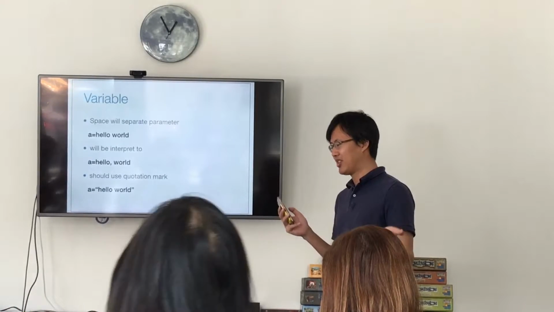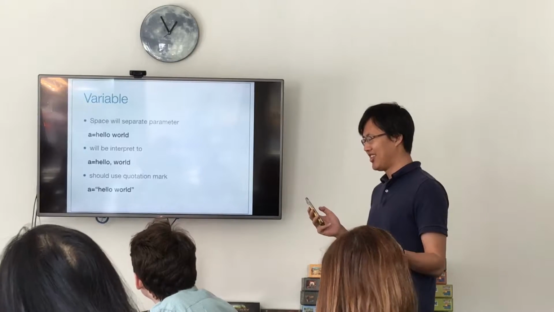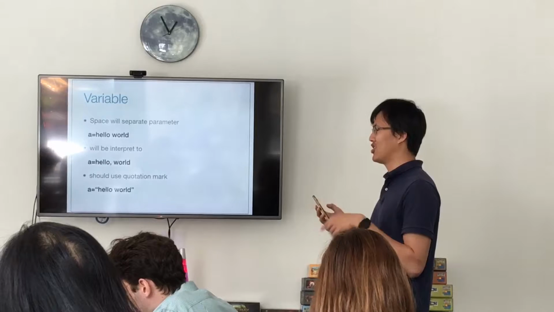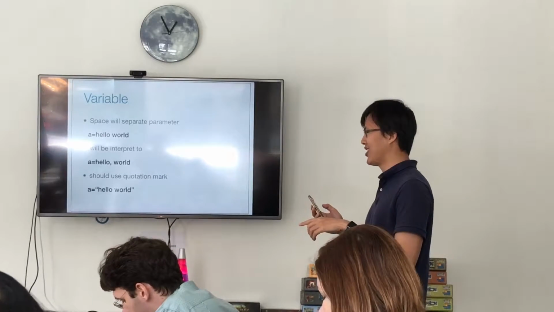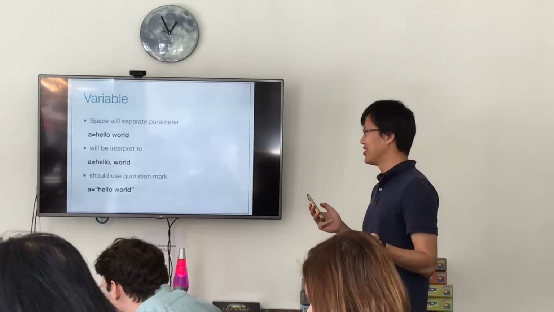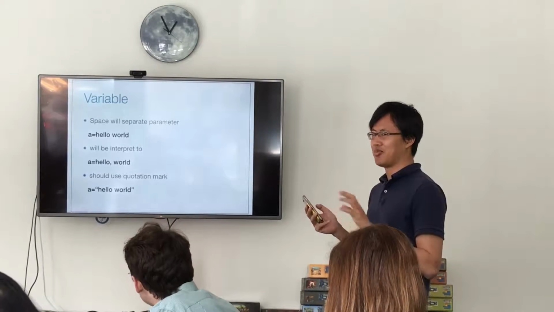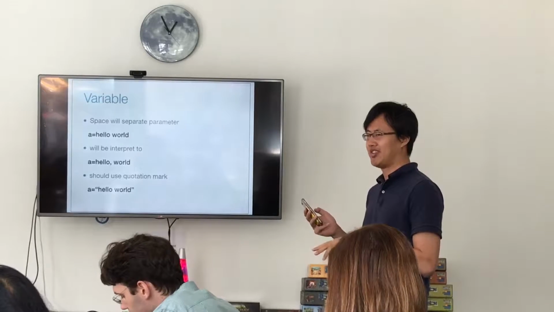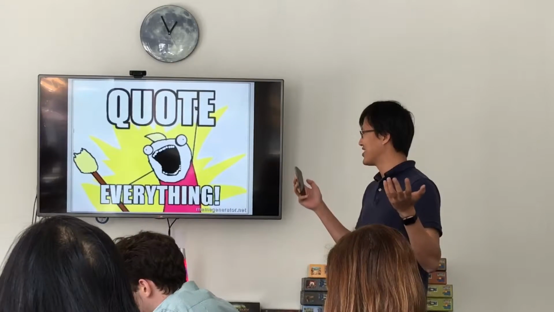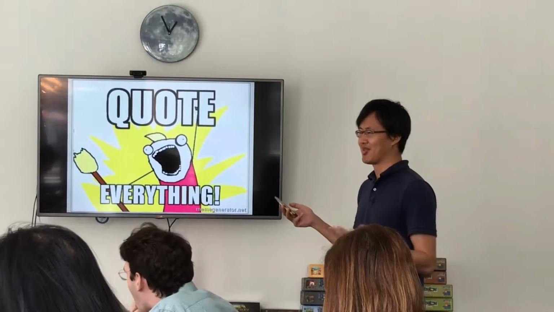Space separates parameters. So if we want to do A equals hello world, this will be interpreted as A equals hello, and then a separate command, world, afterward. It becomes two commands. So you need to add quotation marks to make sure they are the same thing. Basically, just quote everything. If you know what you're doing, just quote everything.